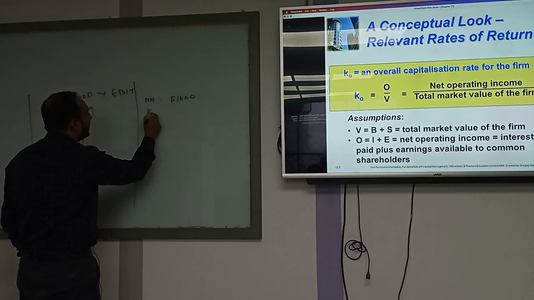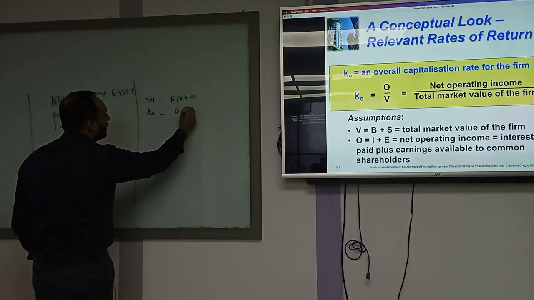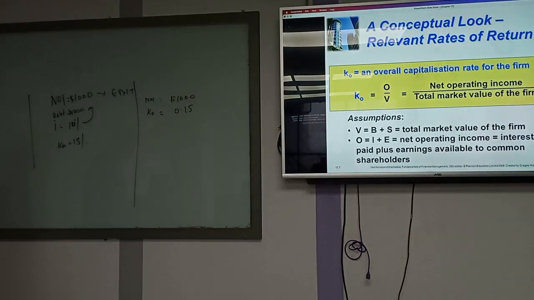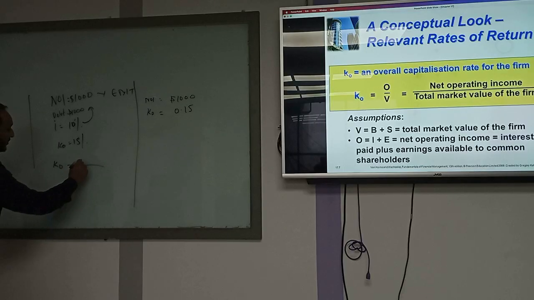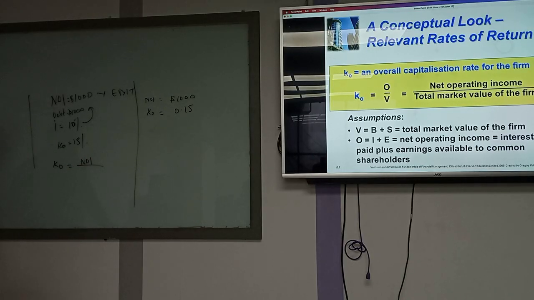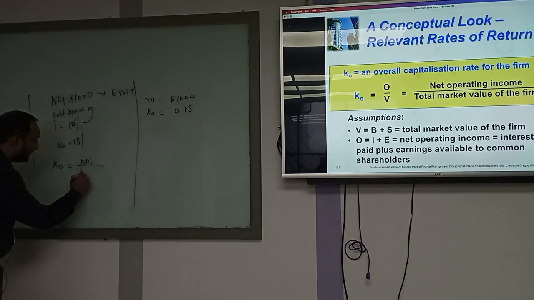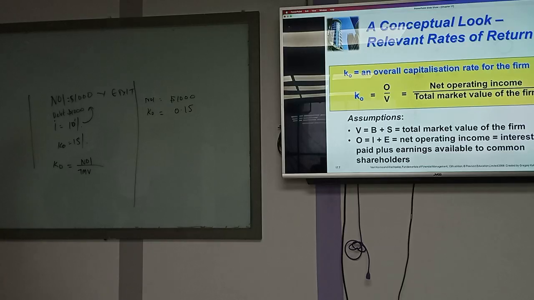So NOI is equal to $1,000. KO, the capitalization rate, is 0.15, which is 15% converted to decimal. What is the formula for KO? KO is equal to net operating income divided by the total market value of the firm or company. Is NOI given here? Yes. How much? $1,000. Is the total market value given?